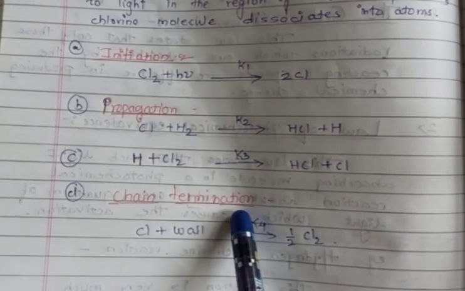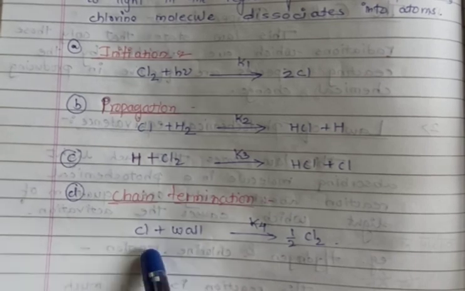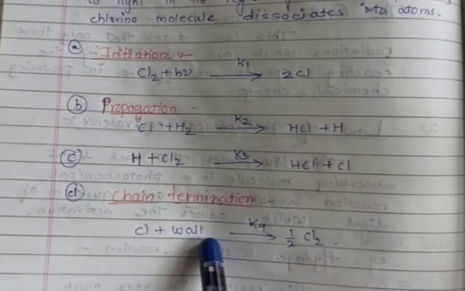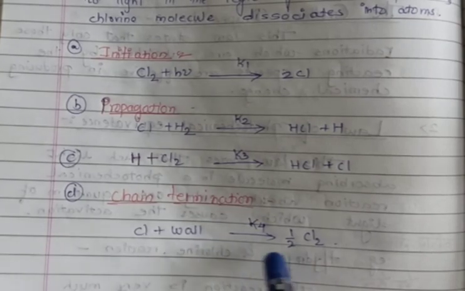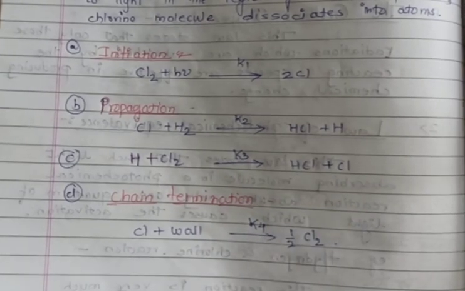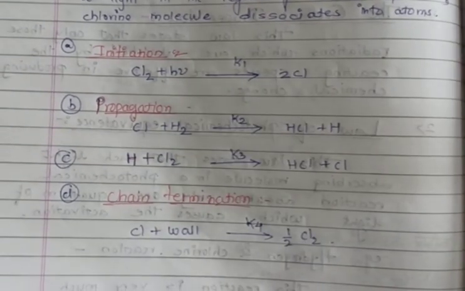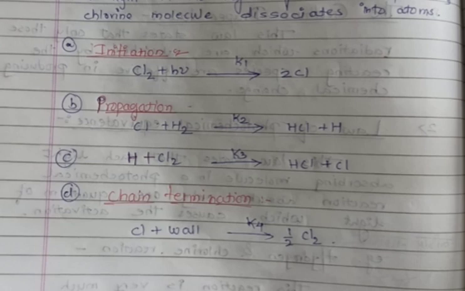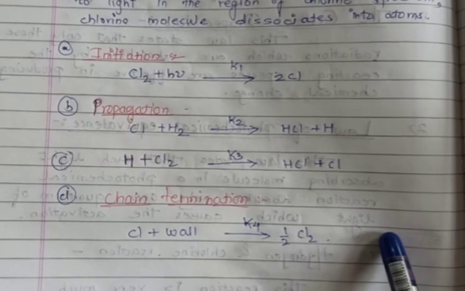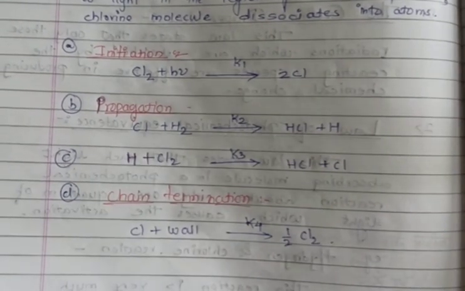This is the chain termination, in which the reaction is stopped. So Cl collides with the wall of the container, and that is why its activity decreases, and the rate constant is K4, and there is a formation of half Cl2 molecule. So this is the reaction for combination of hydrogen and chlorine in the absence of oxygen to give HCl. Now we will see the rates for each type of reaction.